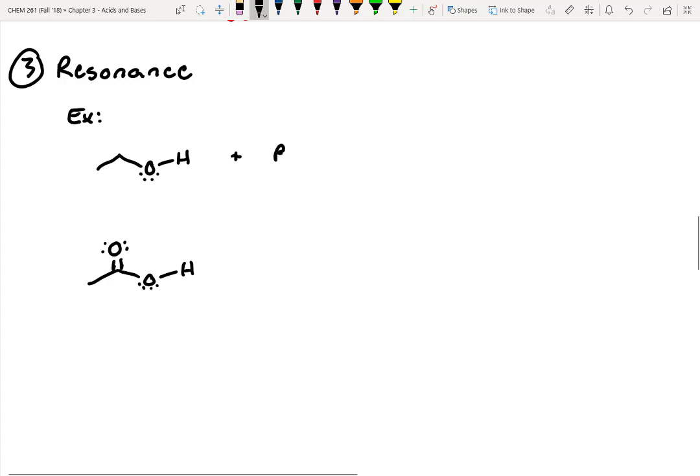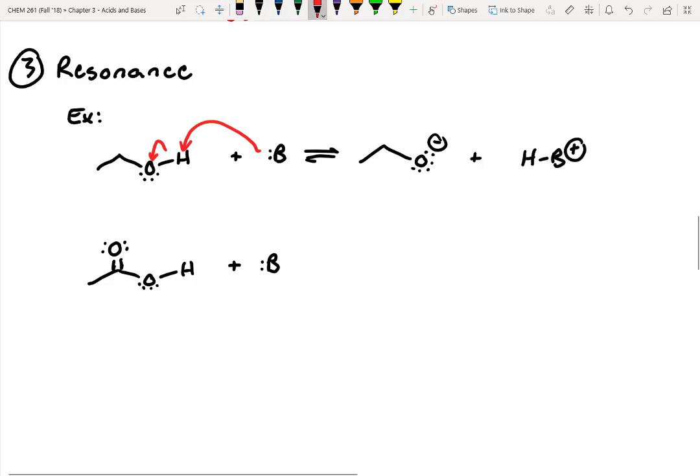So same idea. Use some sort of imaginary base. And I'll even throw in arrow pushing for good measure. This base is going to grab this proton. Now this is our conjugate base with the negative charge, plus our imaginary conjugate acid over here. Same thing down here. Grab this, kick over electrons.